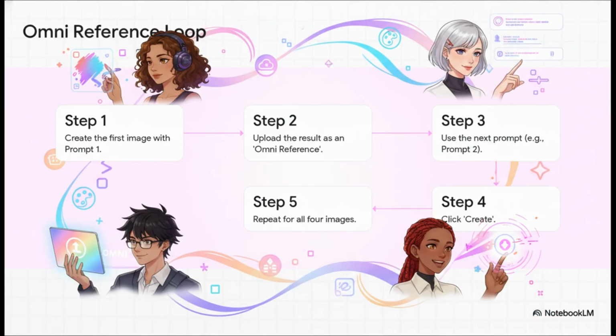Okay, listen up, because this process right here is the absolute secret sauce to getting a consistent look. You'll start by creating your first image with the first prompt. Then, and this is the most important part, you upload that image as an Omni reference before you use the second prompt. You're just going to repeat this cycle for all 4 images, always using the last image you made to guide the new one.